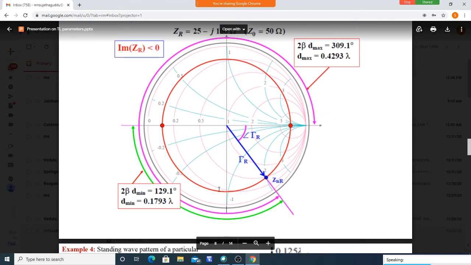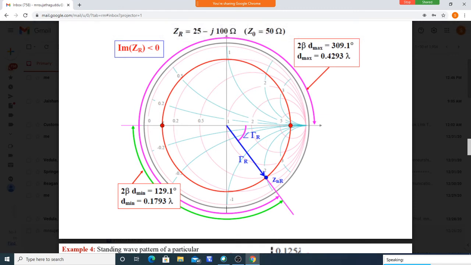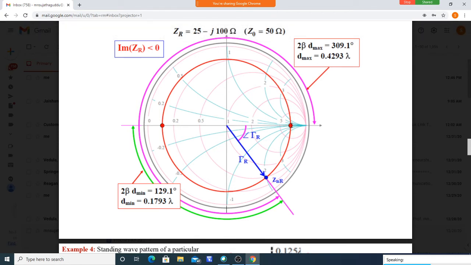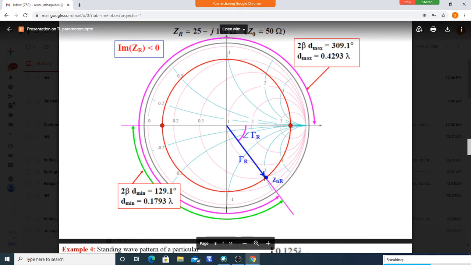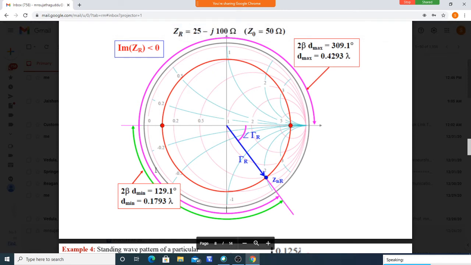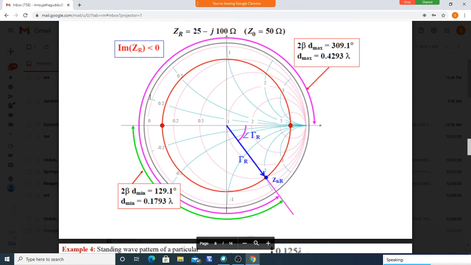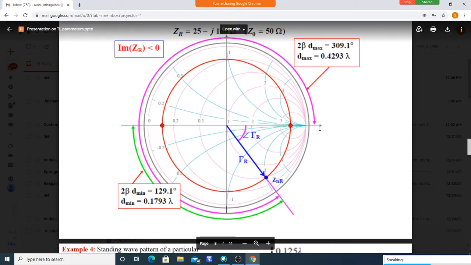Similarly, from here we moved like this and reached here. Don't stop here. If you move further like this, you will reach the maxima. You measure the distance from here, you go like this and reach here. So the total distance from here to here is the maxima distance, that is 0.429 lambda.